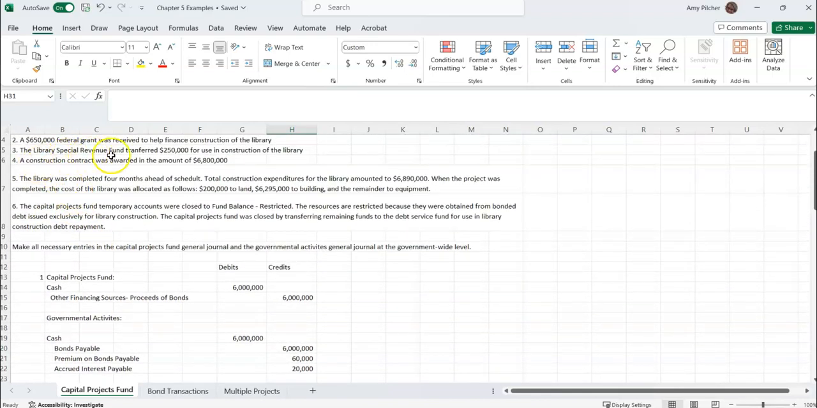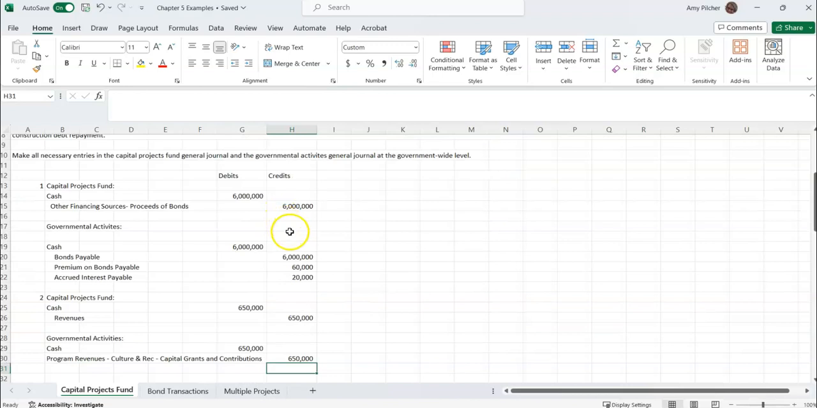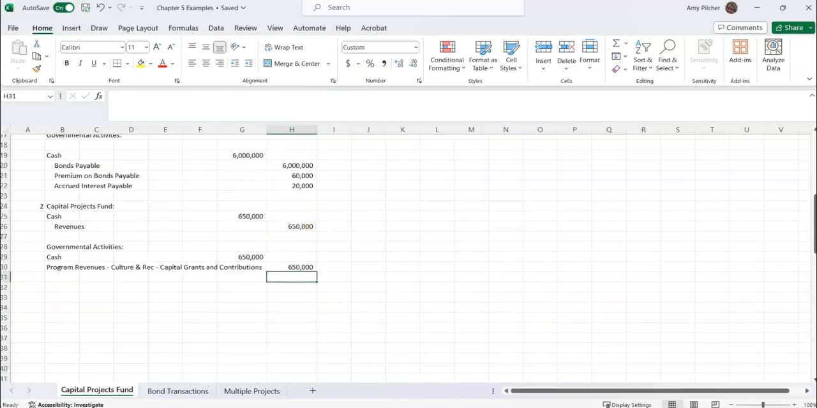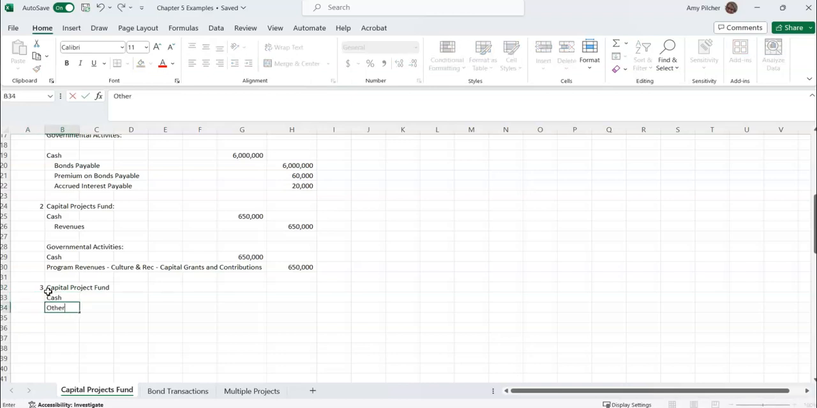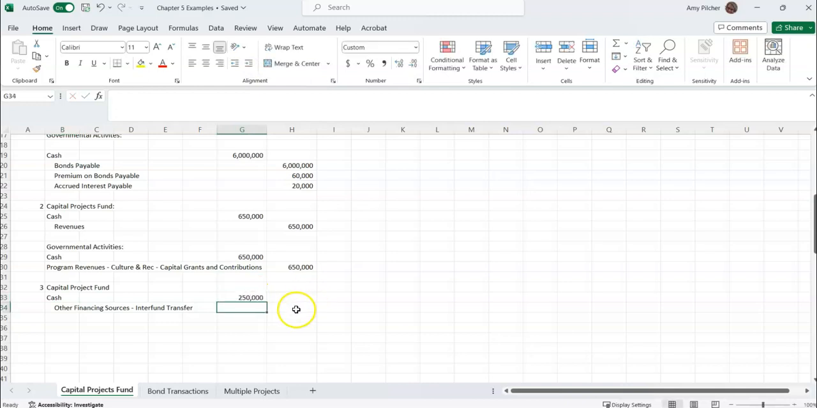Transaction 3 says the library's special revenue fund transferred $250,000 for use in construction of the library. So we have 3 in our capital projects fund, we received cash, and this was an interfund transfer. So this was from the library that we received a transfer of funds, like from fines or other things.